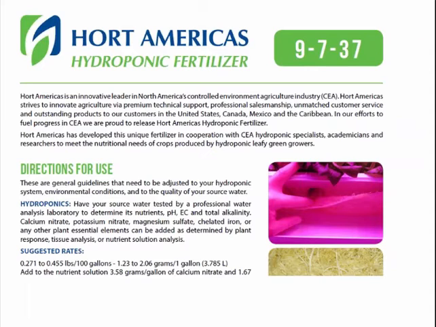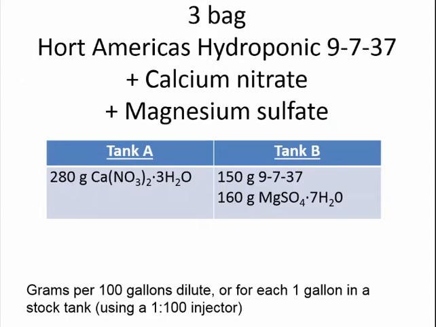So again, the 9737 would be a base feed, and then you would add calcium nitrate and then magnesium sulfate to it as needed. So there are label directions if you search for the HORT Americas Hydroponic 9737. In this case, I wanted to get a recipe that again delivered 150 parts per million nitrogen.